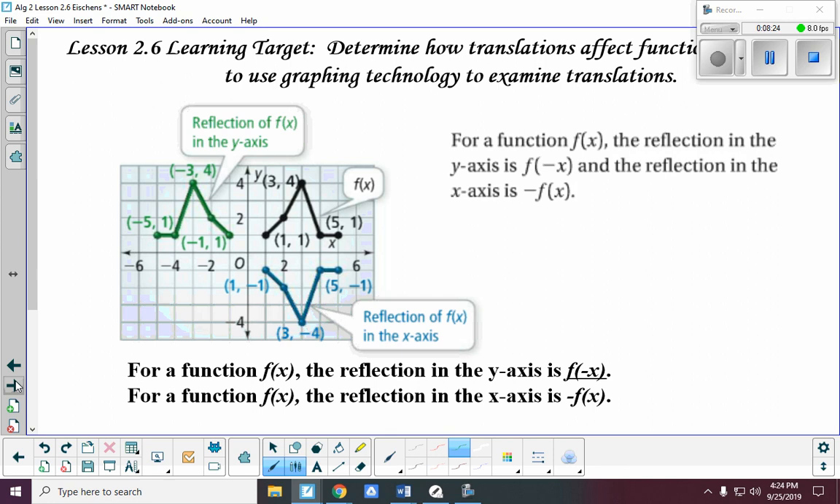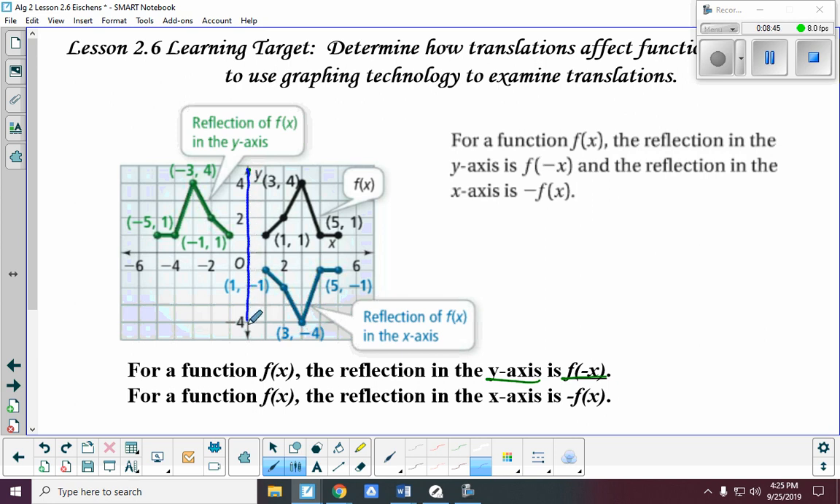All right, now we'll talk about reflections. So for the function f of x, the reflection in the y-axis is f of negative x. So let's talk about that. So this is your function f of x right here. The y-axis, let me get a different color here, is this right here.